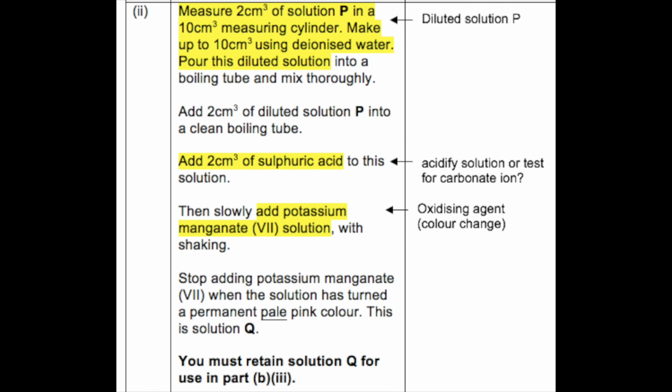Okay, for the next part, what we are doing first is to dilute solution P, and then next we're adding sulfuric acid. When we add sulfuric acid, it's either to acidify the solution, or it could even be a test for carbonate ion. If this is the case, because of adding acid, you can always prepare lime water as well. However, when you read on, it talks about adding potassium manganate. So likely here we're talking about an oxidizing agent, and there would be a color change. The color change for potassium manganate should be purple to colorless if it oxidizes the other substance in the solution.